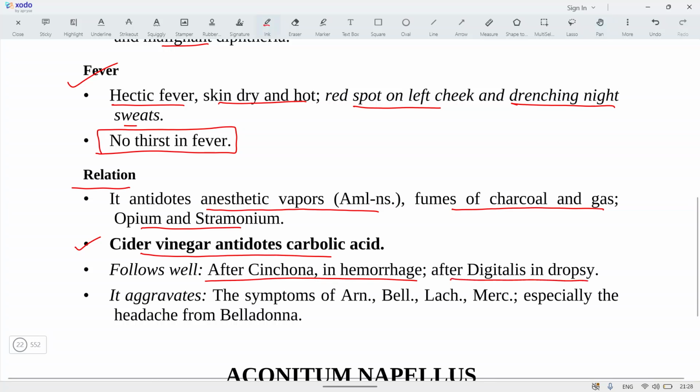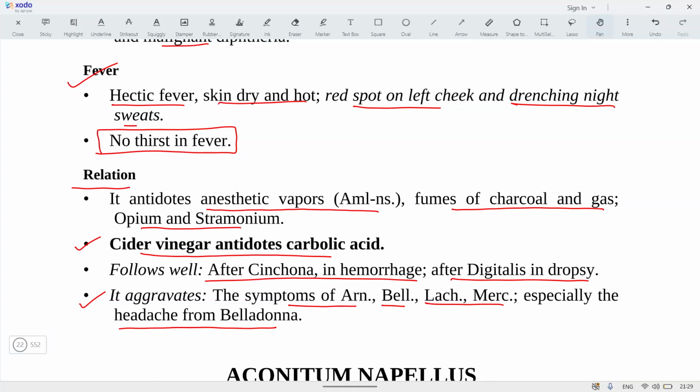After digitalis in dropsy, if there is cardiac dropsy or generalized edema, and you have given digitalis but after some time it does not work much, you can think of acetic acid then. Now, it aggravates the symptoms of arnica, belladonna, mostly the headache of belladonna, lachesis, and mercurius. So these are the drugs; if you prescribe them, be cautious with the prescription of acetic acid.